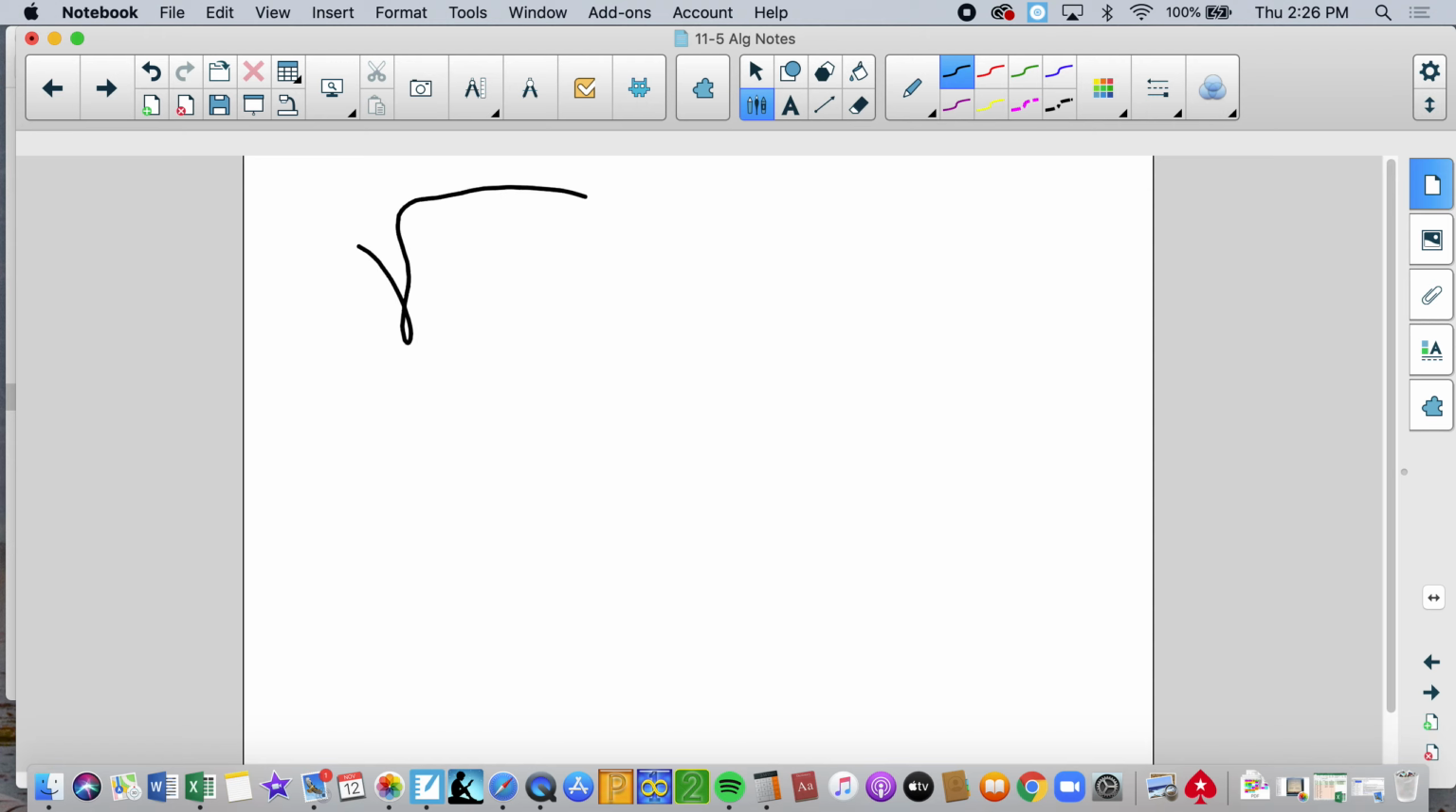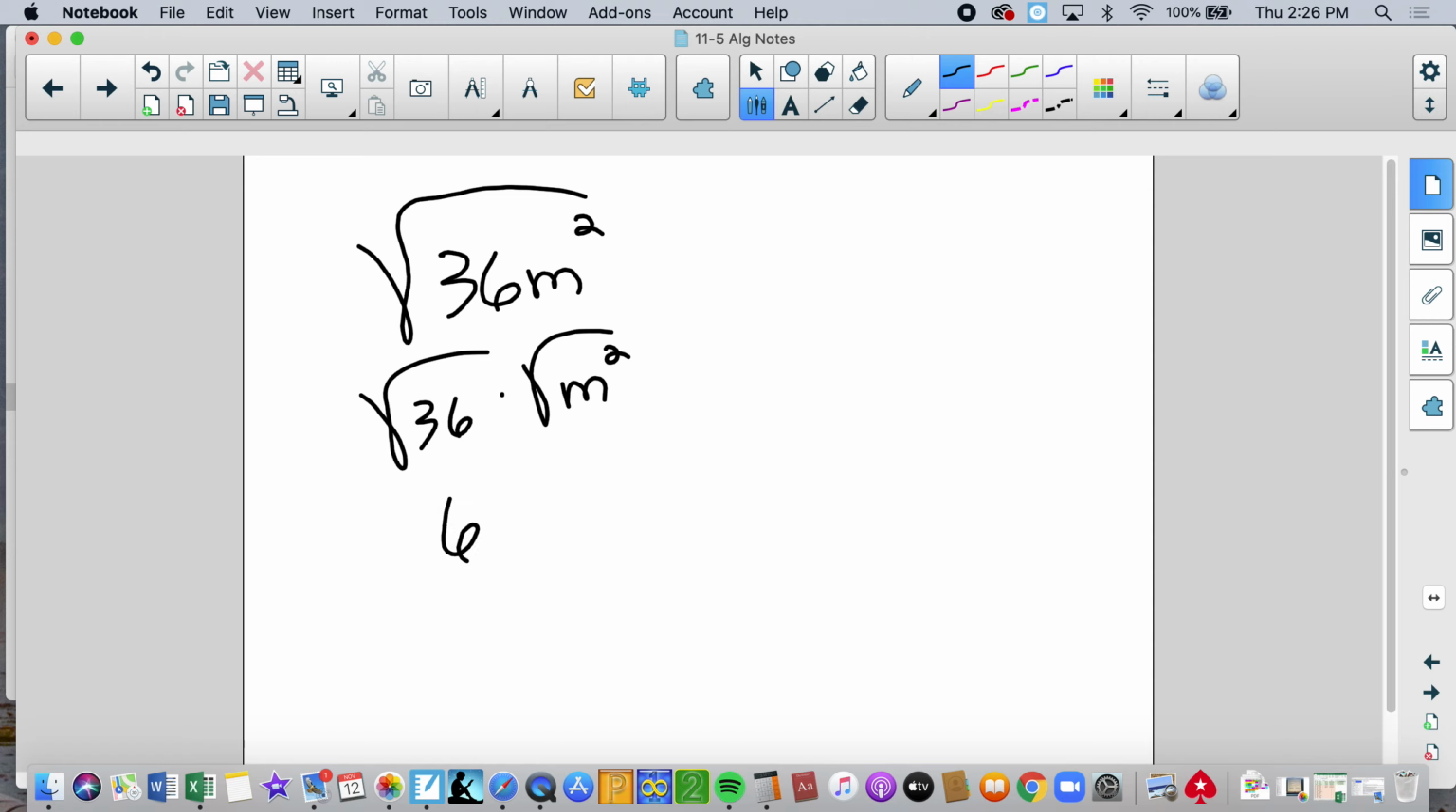What if I have the square root of 36m to the second? So we would separate it into constants and variables. You're not going to divide this by 2. Don't make the mistake of dividing the constant by 2. We only divide by 2 when we're dealing with exponents. This is not an exponent, that's a base. So we look at it as a rational. What is the square root of 36? 6. What's the square root of m squared? M.